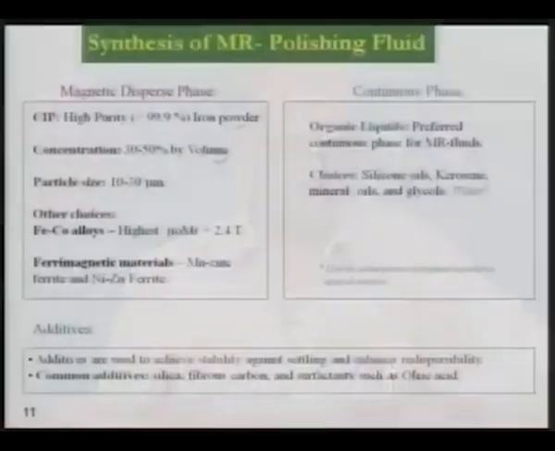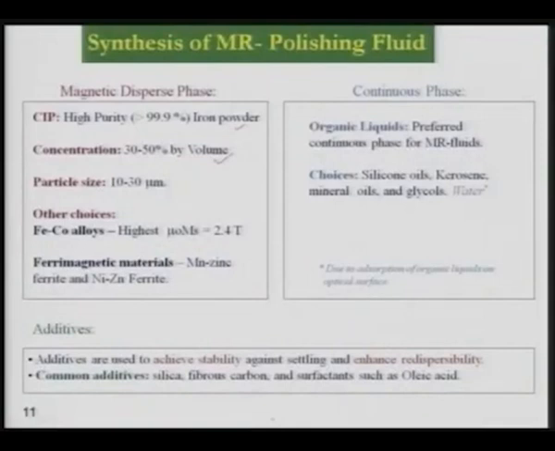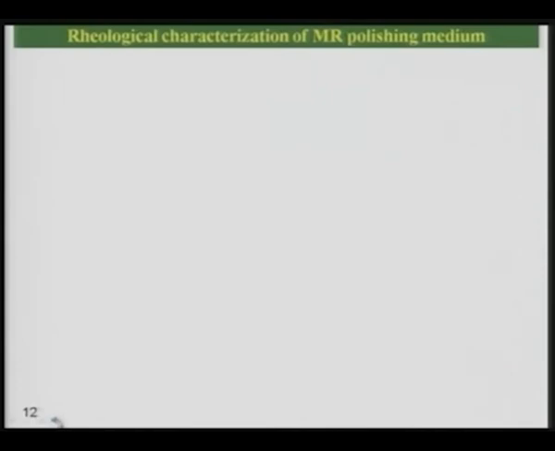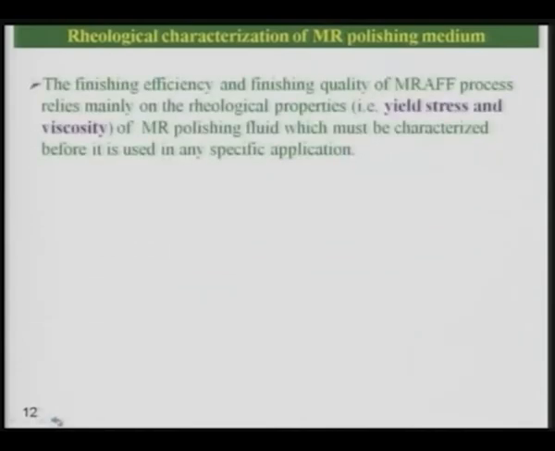So for minimizing and postponing this settling down, we use additives for that particular purpose. Common additives are silica, fibrous carbon, and surfactants such as oleic acid. Now, abrasive particles also have density higher than the density of the base medium or liquid, and that settling down of abrasive particles is also not desirable. So, these additives help in minimizing the settling down of abrasive particles as well as carbonyl iron particles.